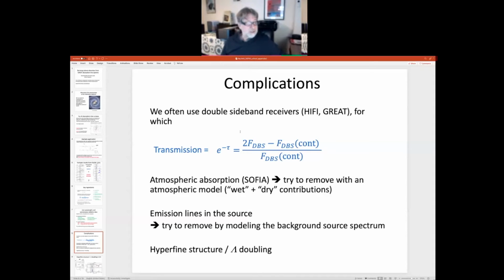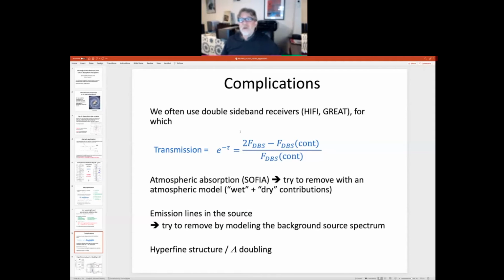Another complication, as you saw from the slides, is that there may be emission lines in the source, and these one can try to remove by modeling the spectrum of the background source. And these may be emission lines of molecules other than the one that you're observing in absorption.